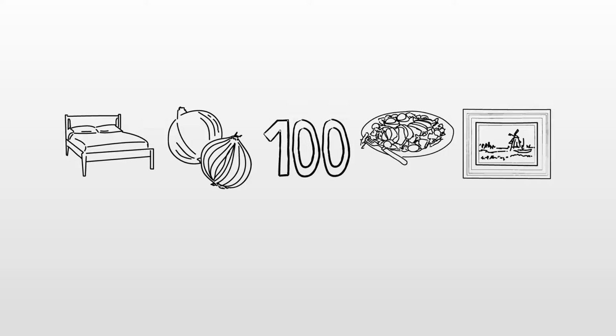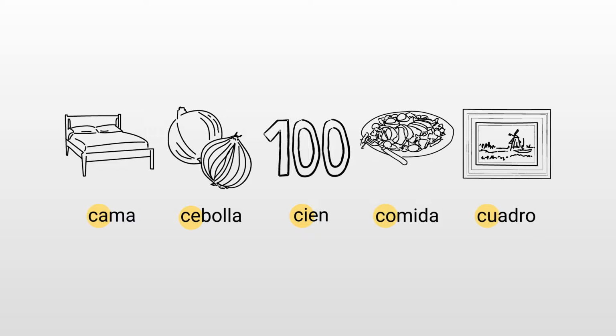The pronunciation of C in English and Spanish is the same. When it is followed by E or I, C sounds like S, as in cebolla or cien. But when it is followed by A, O, or U, it sounds like K in English. And so we say cama, comida, and cuadro.